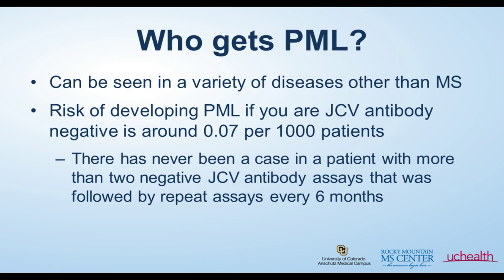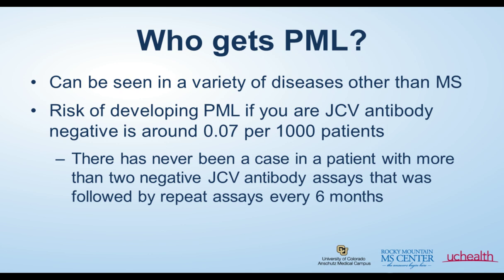So who gets PML? And I think this is a really important question. PML is not something that's just limited to MS. Like we talked about earlier, PML can really affect anybody that has an abnormality in their immune system. The AIDS epidemic, or individuals with AIDS, is somebody that we commonly think about as potentially at risk of getting PML. Other disease states where you can get PML include different types of cancers, particularly cancers involving a part of your immune system called a B cell, if you've gotten organ transplants, or if you're immunocompromised for any other reason.